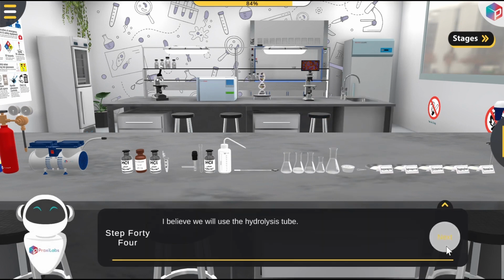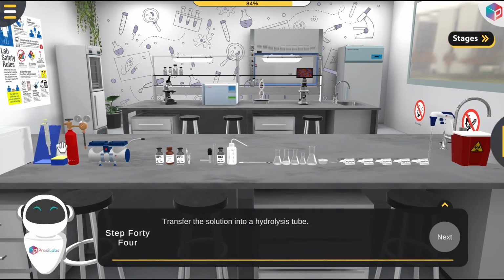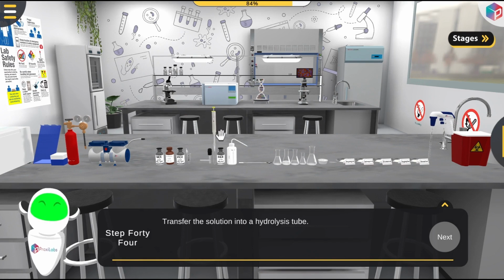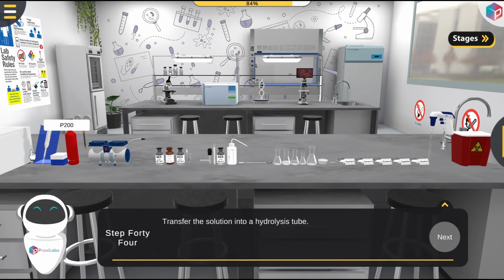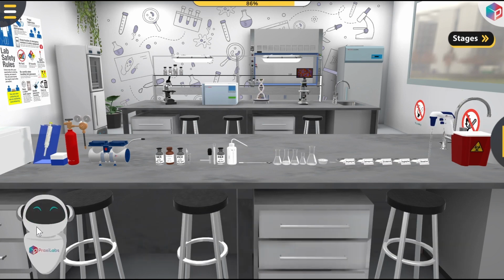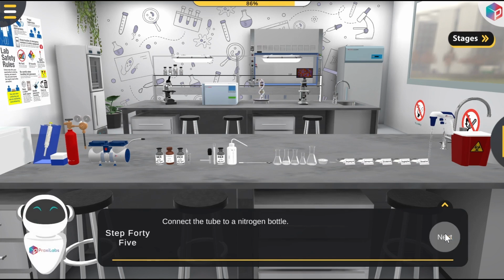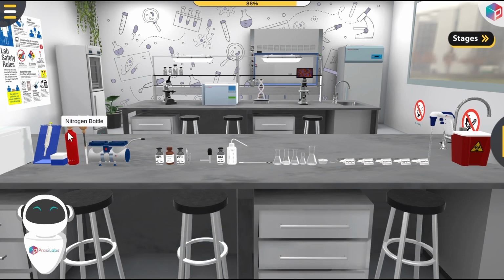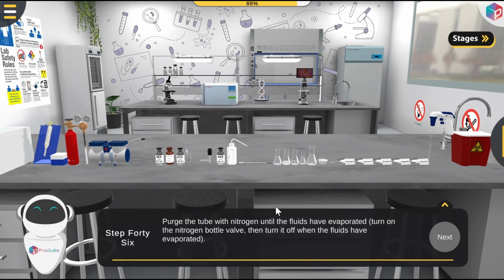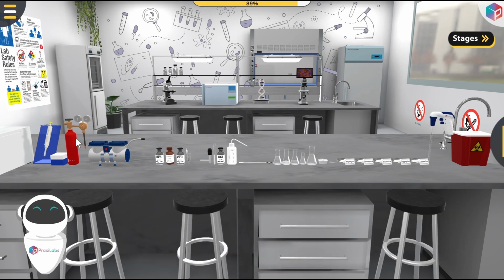Step 44. Transfer the solution into a hydrolysis tube. Step 45. Connect the tube to a nitrogen bottle. Step 46. Purge the tube with nitrogen until the fluids evaporate. Turn on the nitrogen valve, then turn it off when the fluids evaporate.